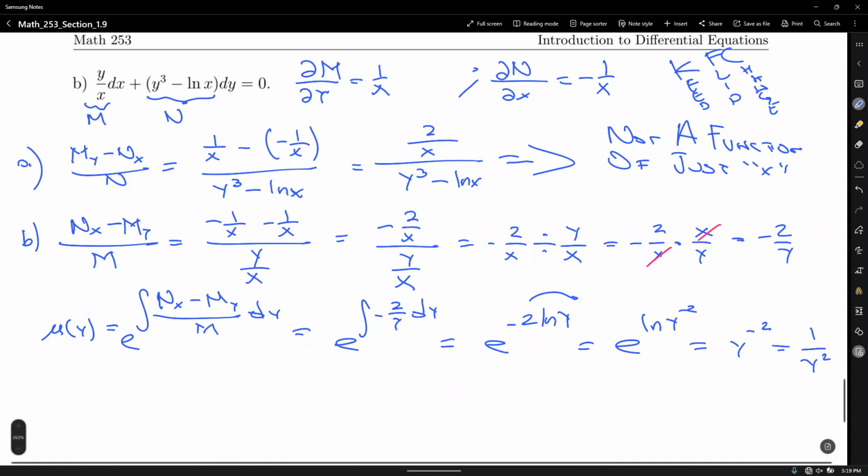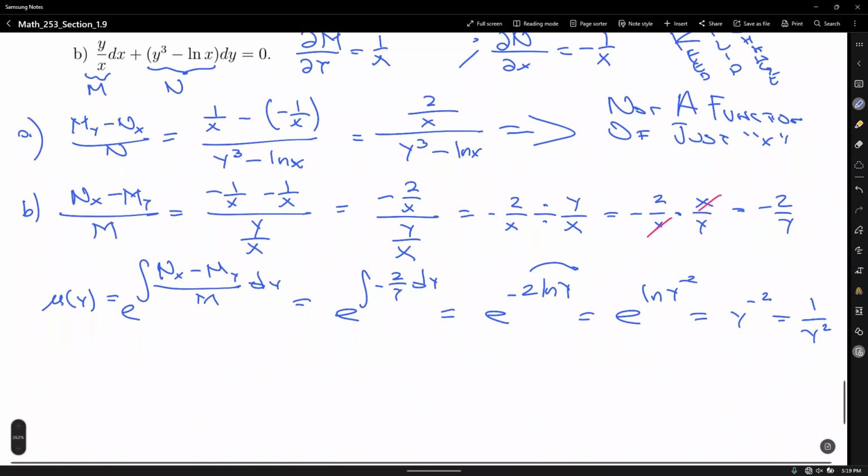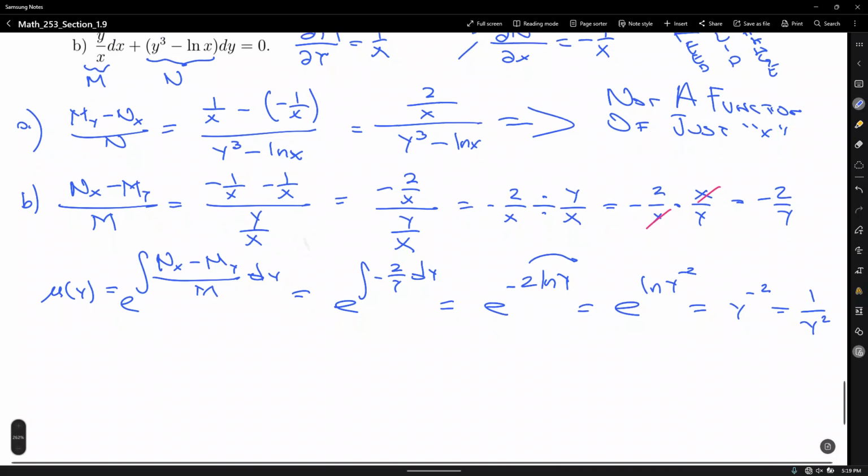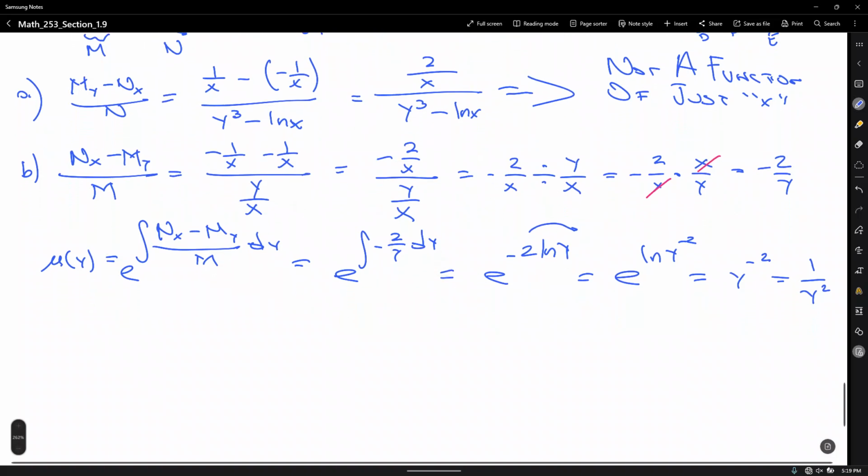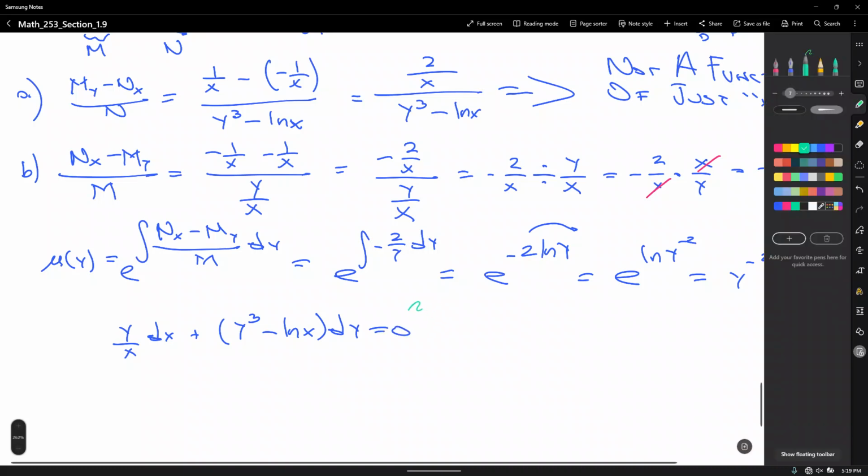Finally, we got it. So here's the thing, guys. In some cases, the first option works. We end up getting a function of only x right away, the first time. Not like in this case, where we had to check the second option. Let me write the equation back again: y over x dx plus y cubed minus ln x dy equals 0. Now multiply both sides by mu, which is our integrating factor, 1 over y squared.